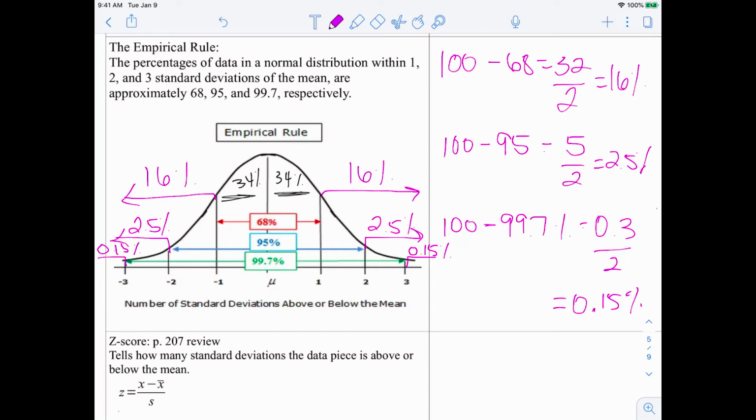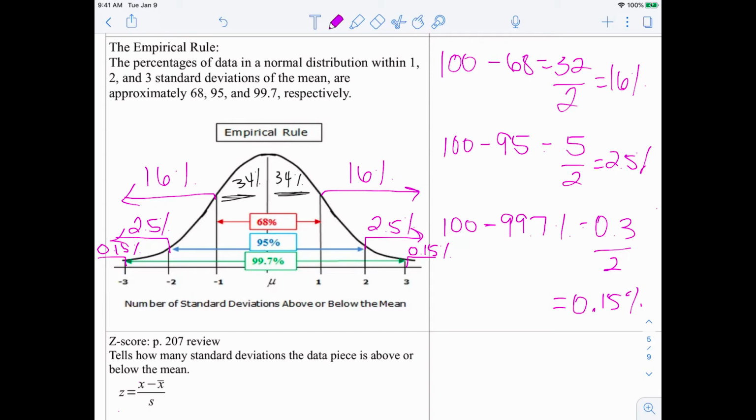So the empirical rule is really nice in this regard, because we're able to figure out exactly what probabilities fall where, because we can use these approximations. If you have data that is normally distributed, 68% is within 1 standard deviation, 95% of the data fall within 2 standard deviations, and 99.7% will fall within 3 standard deviations of the mean.